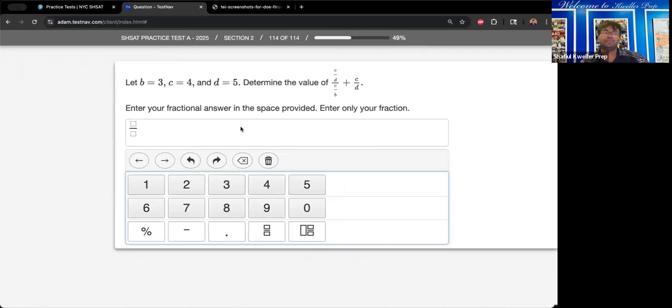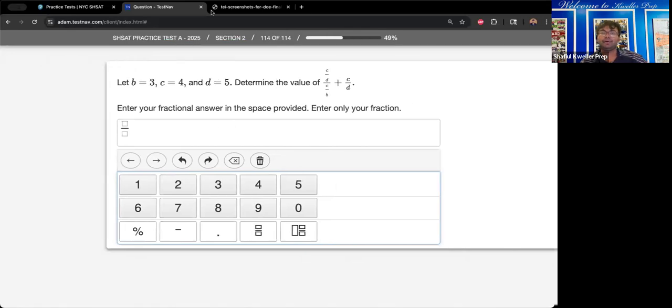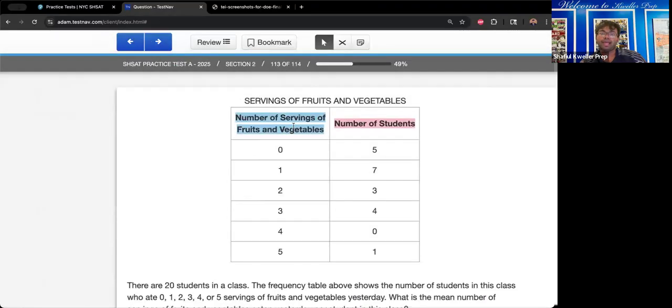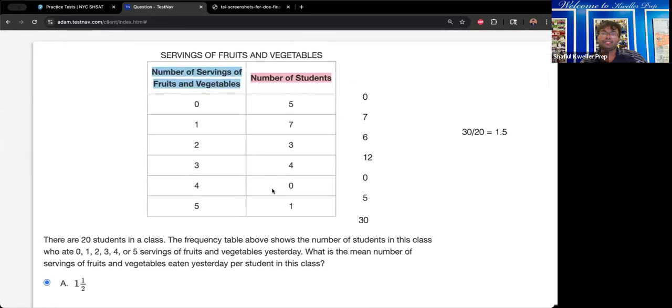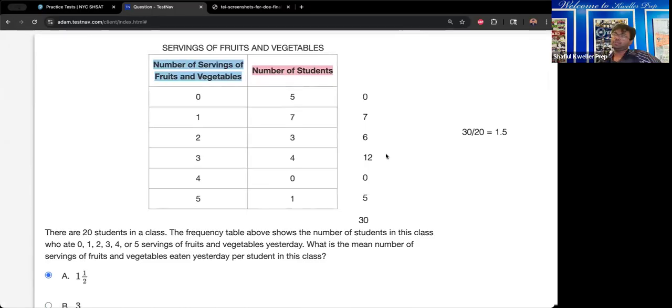Okay, so this one you're just plugging in. This seems like the hardest one, kind of, just putting it in. Where did I get 30 from? When I add up all these numbers, 7 plus 6 is 13, 13 plus 12 is 25, 25 plus 5 is 30. So adding up all the number of servings, you get 30 servings for 20 kids.